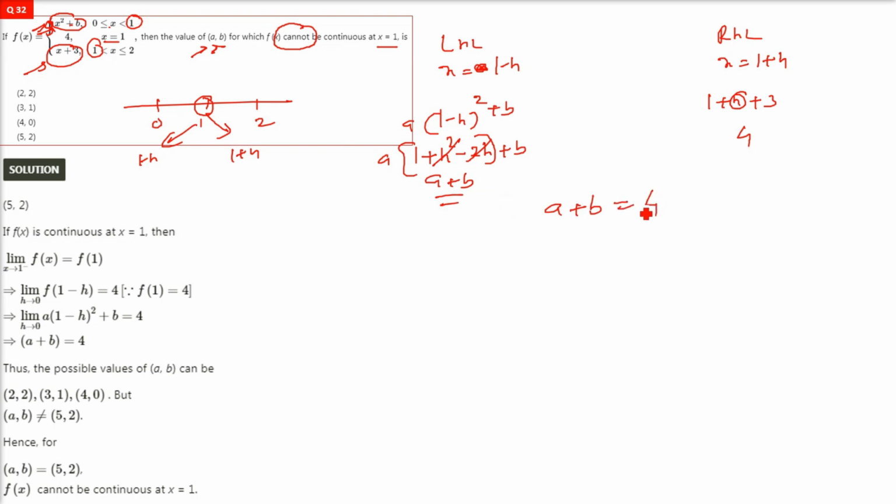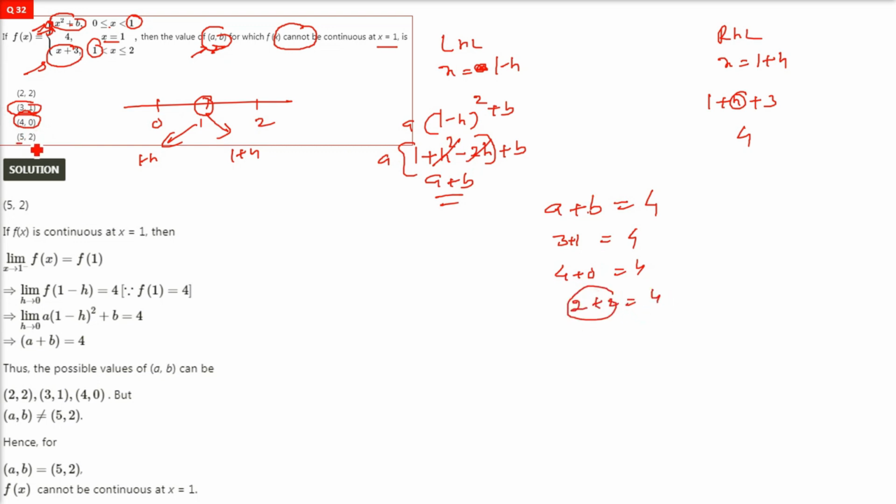That is what LHL equal to RHL equal to the value of the function at x = 1, which is 4. For which values can this not be continuous? So when you add a and b, it should come as 4. It will be okay. Otherwise, it won't be okay. So 3 and 1 you add, it is 4. You add 4 and 0, it is going to be 4. You add 2 and 2, it is going to be 4. So all these are valid solutions.